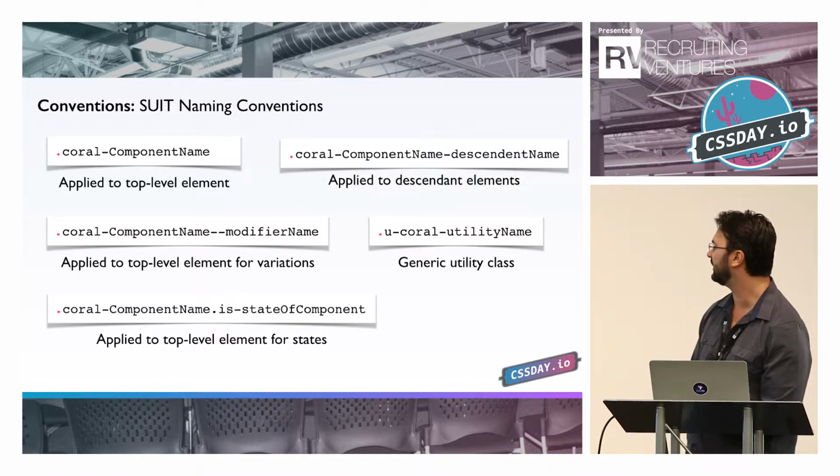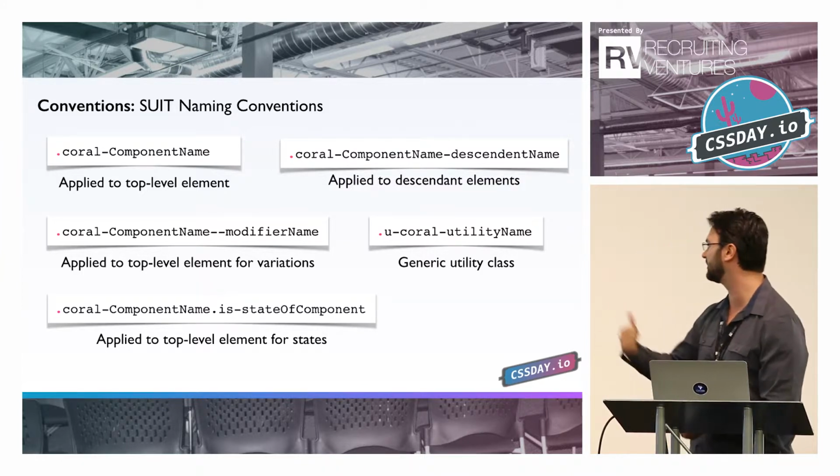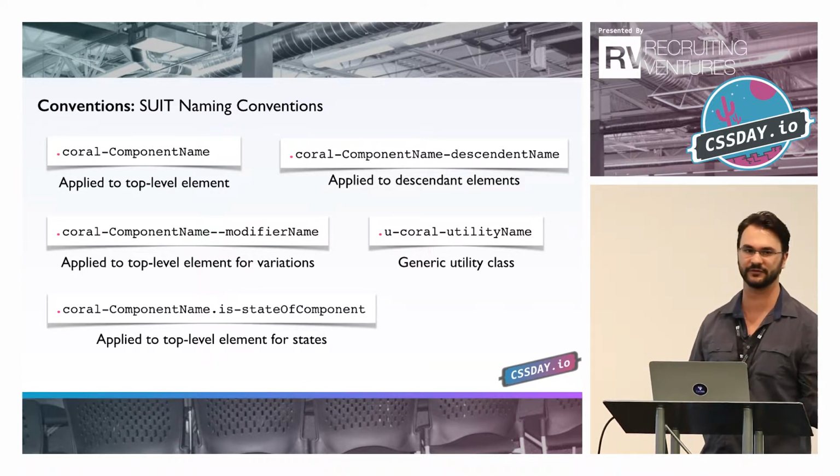It's kind of simple. And we've also got utility classes. We namespace those as well, but we stick it in the middle. So u-Coral-utilityName. This would be something like make it scrollable, hide it from screen readers, whatever.